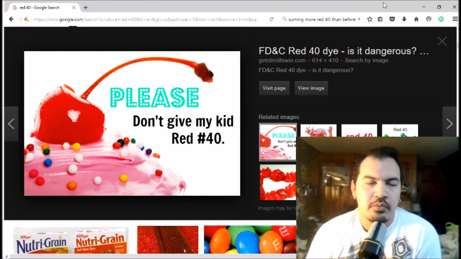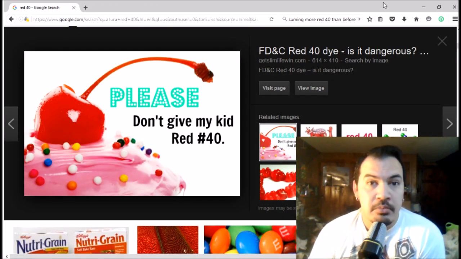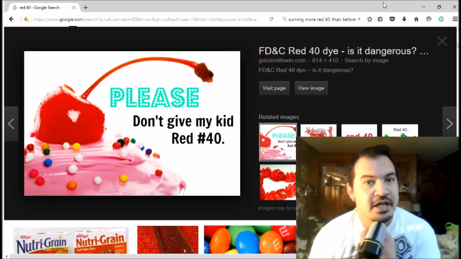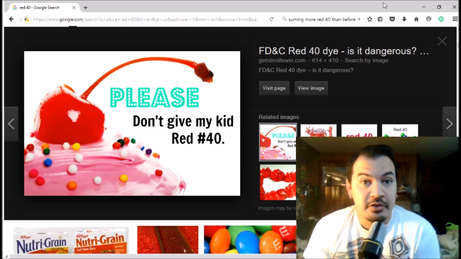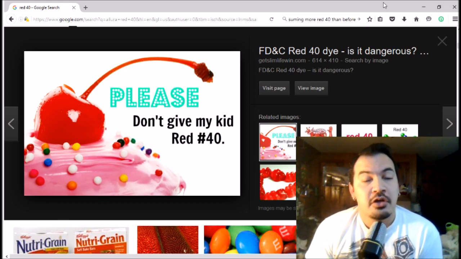So long story short, Red Dye 40 is quickly becoming a giant problem in this country. It's linked to symptoms of ADHD, and some people are also allergic to it. The natural alternative, no pun intended, is to go natural. Unfortunately, the problem with that is eating natural can sometimes cost twice as much as eating just regular foods.